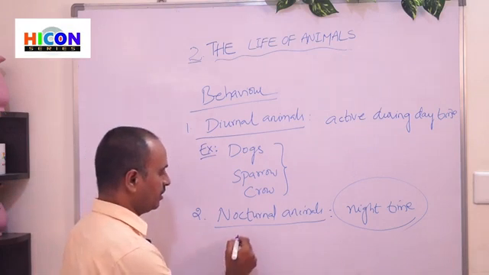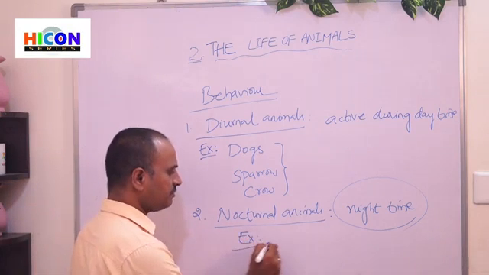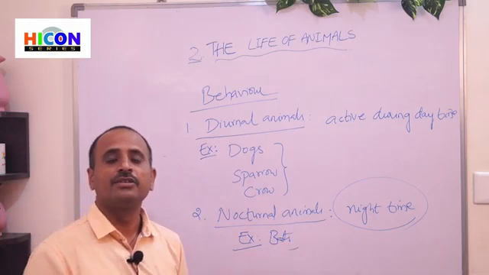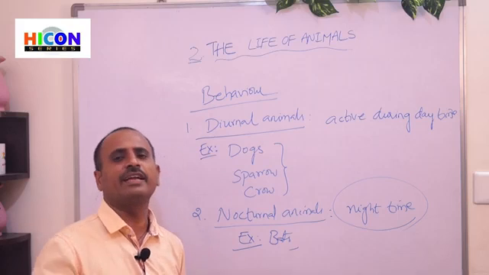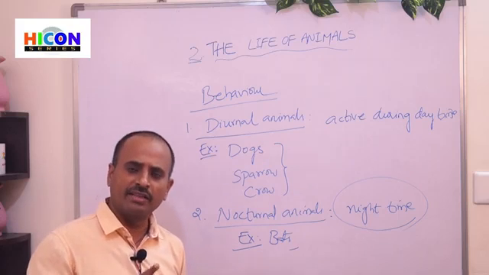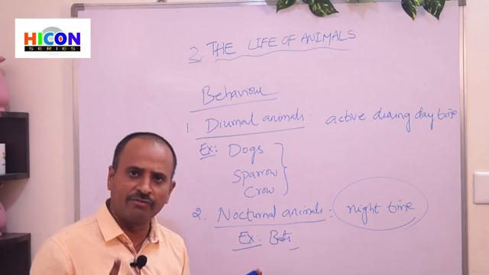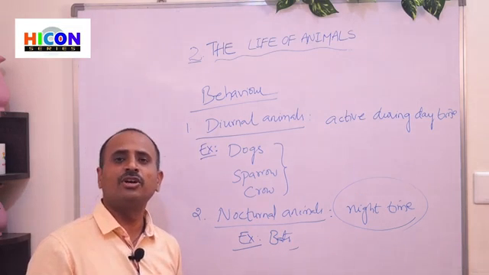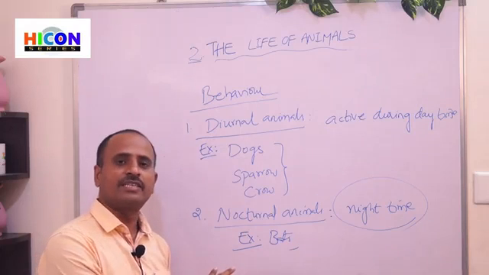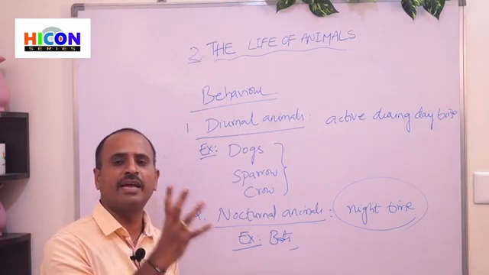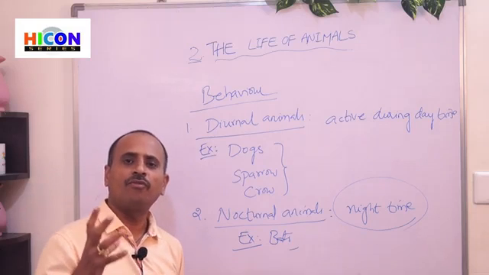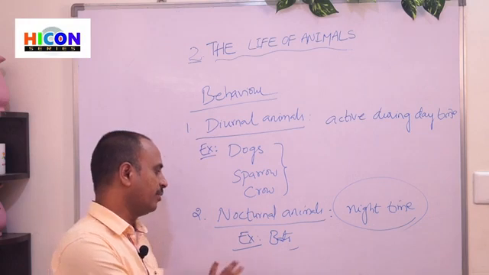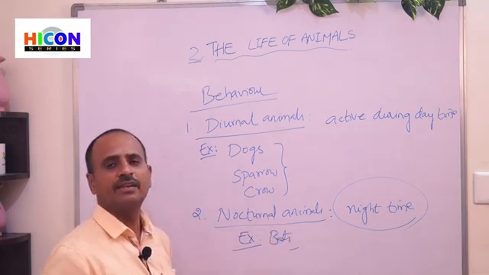Examples for nocturnal animals are bats. If you see the bats, they can move only during the night time. They move during the night time and they search their food during the night time. During the daytime, they do not move. They will remain stuck to a branch of a tree, or stuck to the walls. That's why they do not move during the daytime and they will move only during the night time.